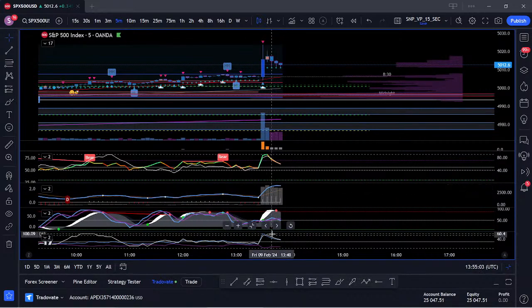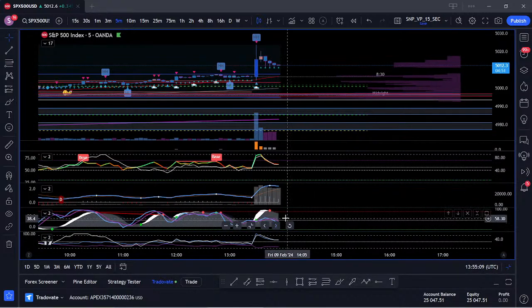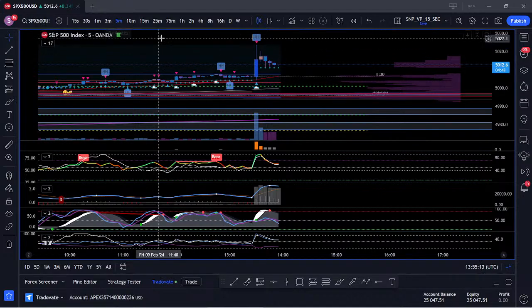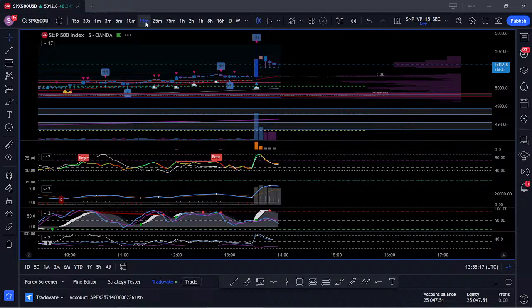MACD is positive, above, too high. If we want to think about buying, we need the stochastic to come back into the middle. Now we will go then into the 3 minutes. So we will keep this to 15 minutes now.